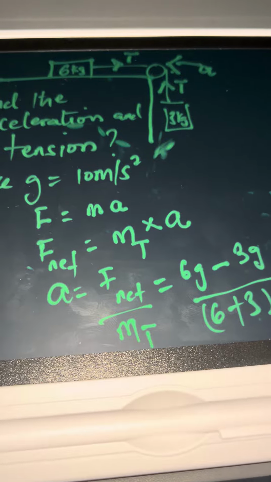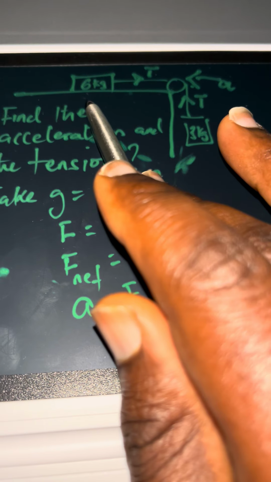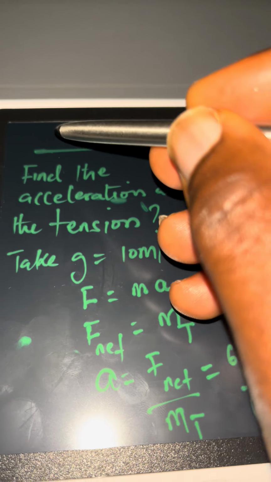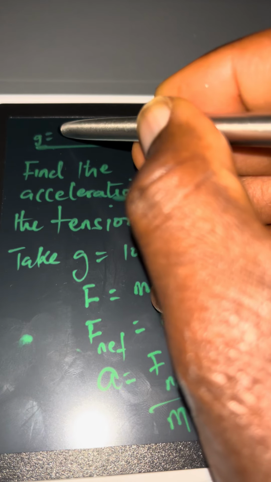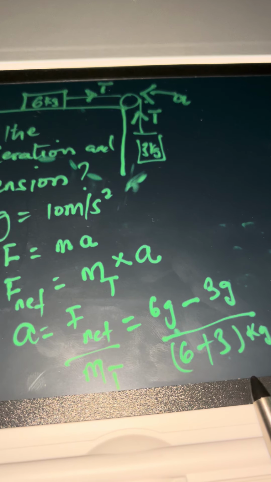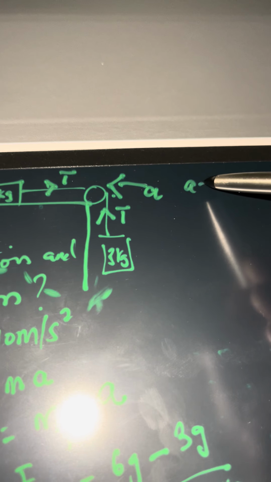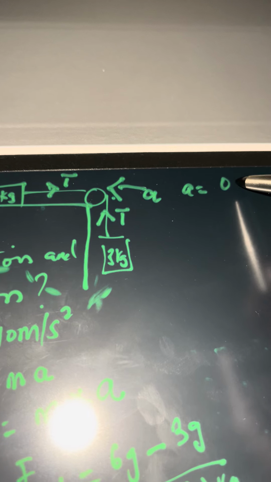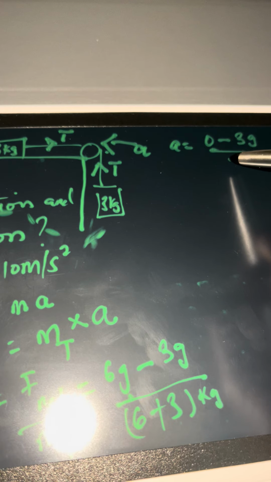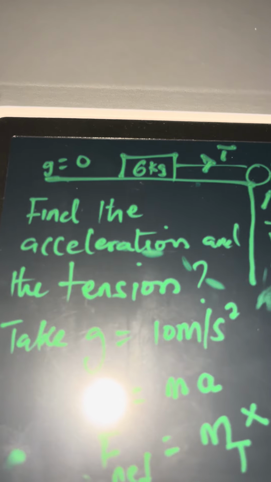I know what you are thinking. The 6 kilogram is on the horizontal table. Therefore, on the horizontal table, here g is equal to 0. So here we'll mark it to be 0. If this is 0, it will now become acceleration equals 0 minus 3g over 6 plus 3, which is 9. So what is 3g, if you take g to be 10 meters per second squared?